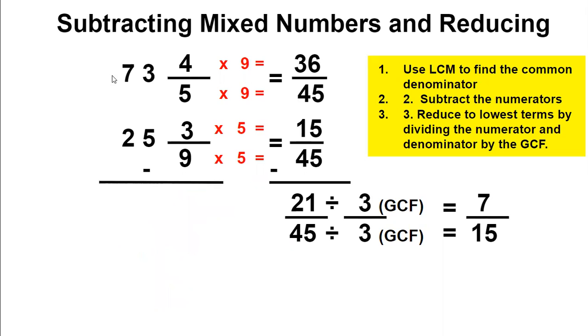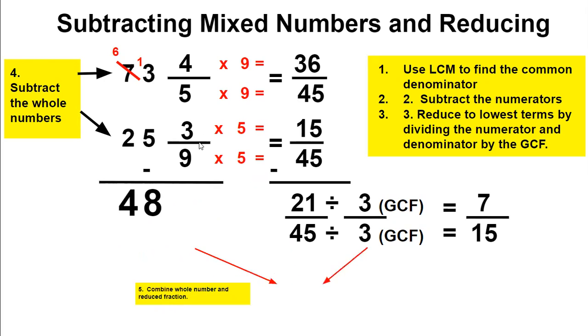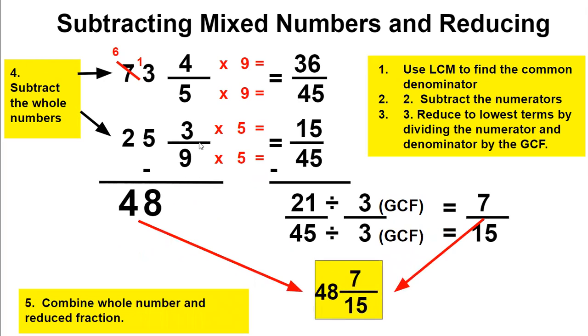Okay, now I have to subtract the whole numbers. So let's subtract 73 minus 25. 7 becomes a 6. The 3 right here becomes a 13. 13 minus 5 is 8. 6 minus 2 is 4. So now I combine 48 and 7/15. And that is my answer.